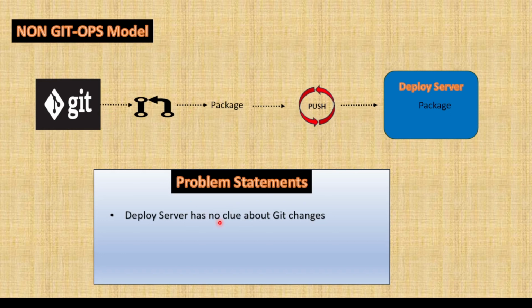Then the second problem statement is that it is very hard to tell which is the latest, whether your deployment server has the latest changes or whether Git has the latest change. That means there is no single source of truth between your deployment server and Git. Let's say if I have access to your deployment server, I go and modify and try to fix some problems on the deployment server. That means your deployment server will be the latest, but your Git will be outdated.